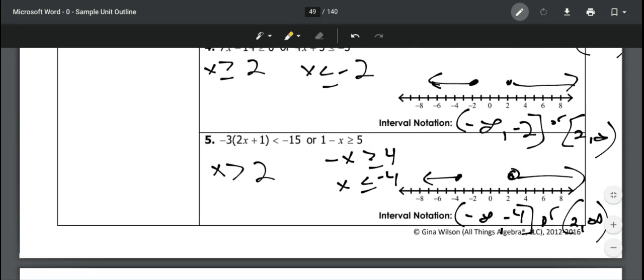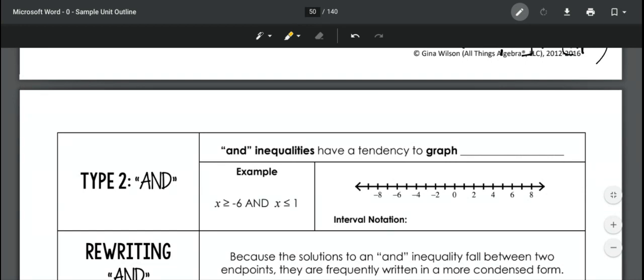Okay, then on the back side, we have the type 2, which are the and, and they have a tendency to graph together. So for example, if we had x is greater than or equal to negative 6, we would color that in, and it would go that way. And then we have x is less than or equal to 1. So it's going to be colored in, and it's going to go this way. So then you can tell they're going to meet. So anything on that line there should work for both inequalities.